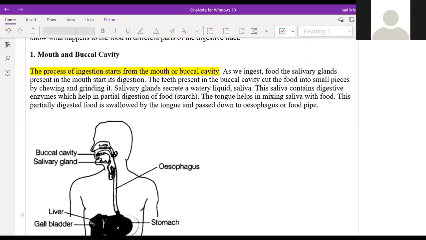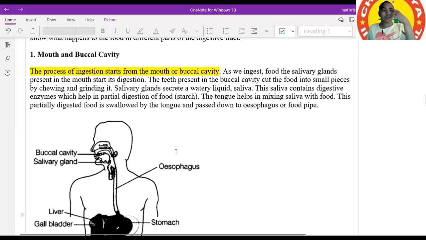Sir, can I say what the teeth perform? Sir, can you give me a chance? You'll get it in this chapter only. Everyone will get the chance. But once you got the chance, you should not ask for the next time.